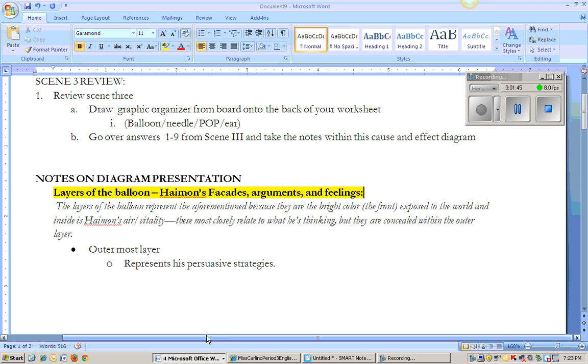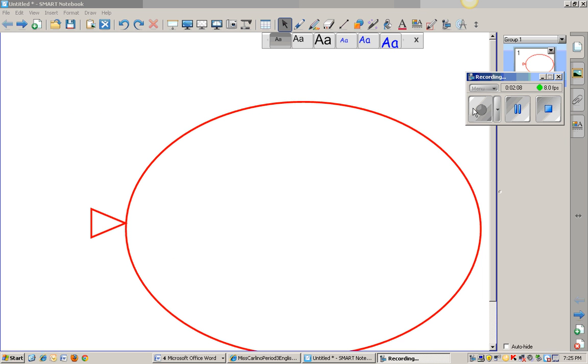Just so you can see it in writing, if that helps you: the layers of the balloon represent Haemon's arguments because they are the bright color, I chose red, exposed to the world, and inside, that's Haemon's air, his vitality. The air, the inside of the balloon, most closely relates to what he's thinking. It's concealed within the outer layer.